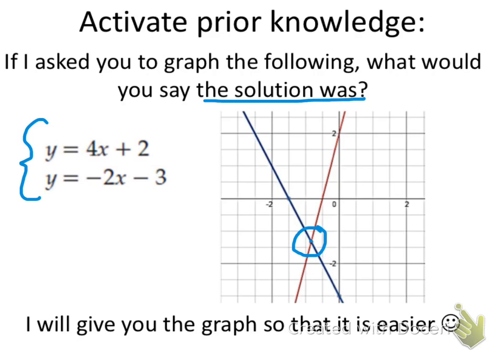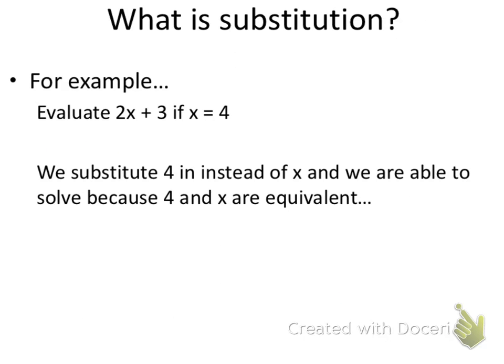So what I want you to think about today is, how else could we find that intersection point? The process that allows us to find that intersection point is called substitution. And I want to remind you what substitution is before we get started.